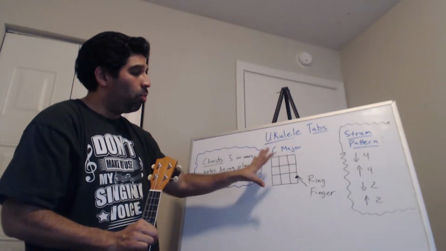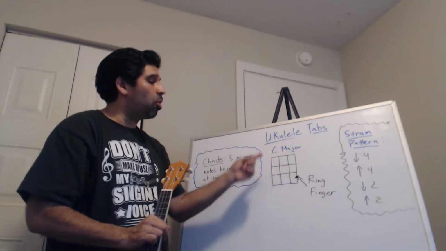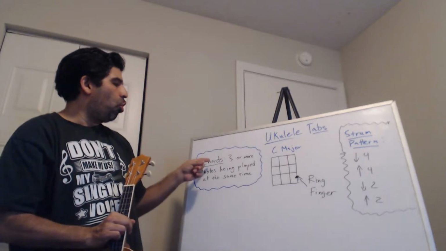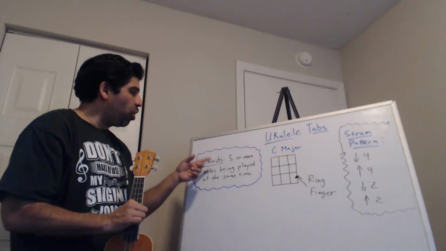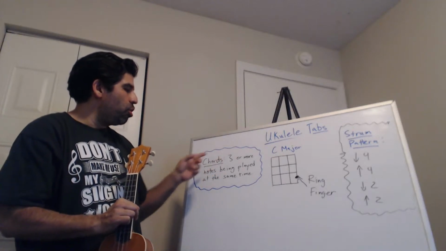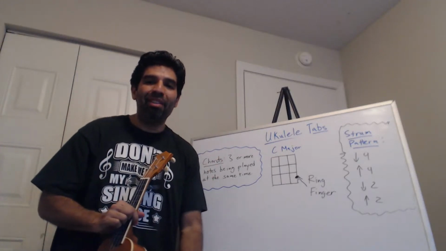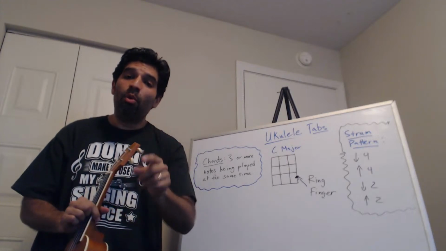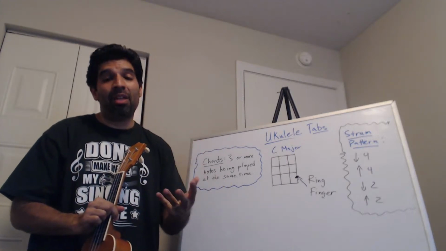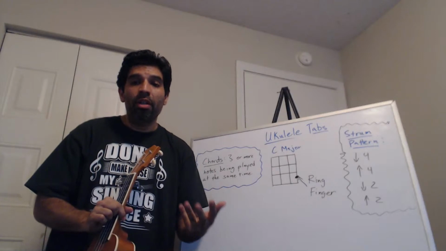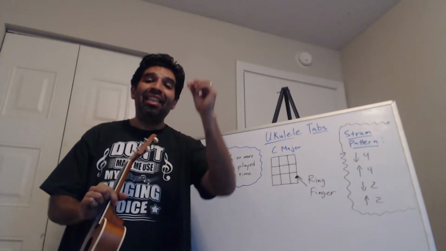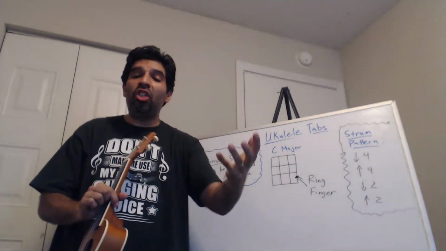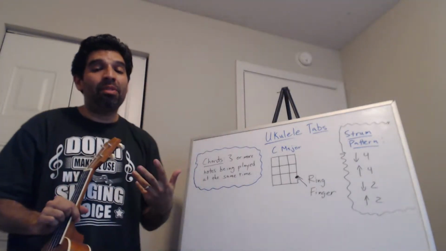Now we're going to come back to the ukulele tab talking about the C major chord. Now let's define chords, in case we don't know what chords are. Chords, by definition, are 3 or more notes being played at the same time. Once again, 3 or more notes being played at the same time. In a C chord, you have the notes C, E, and G being played at the same time.